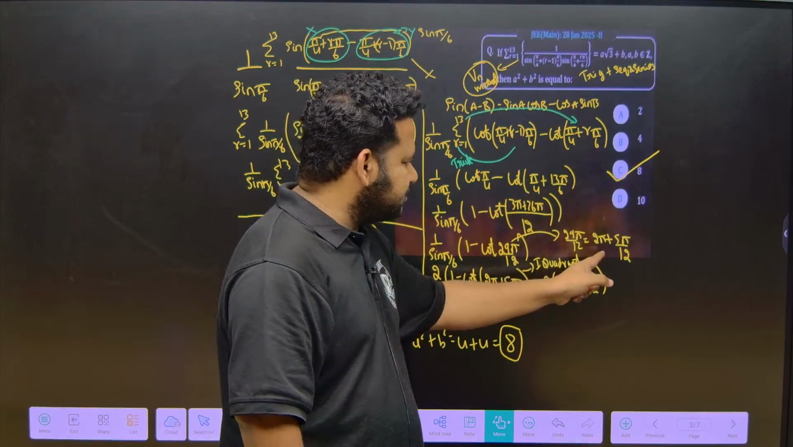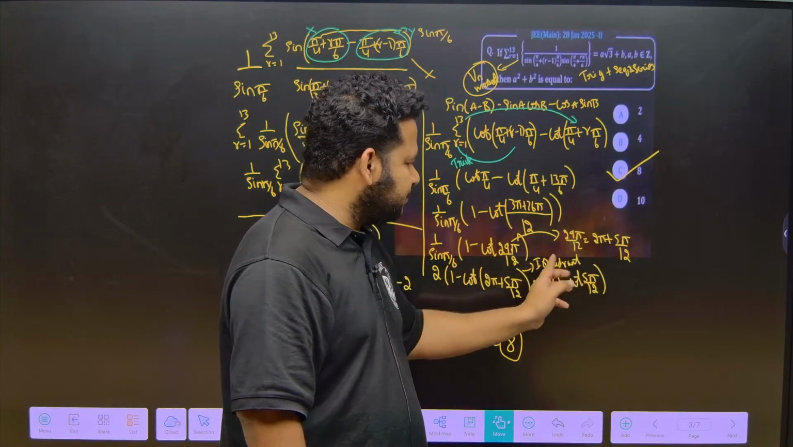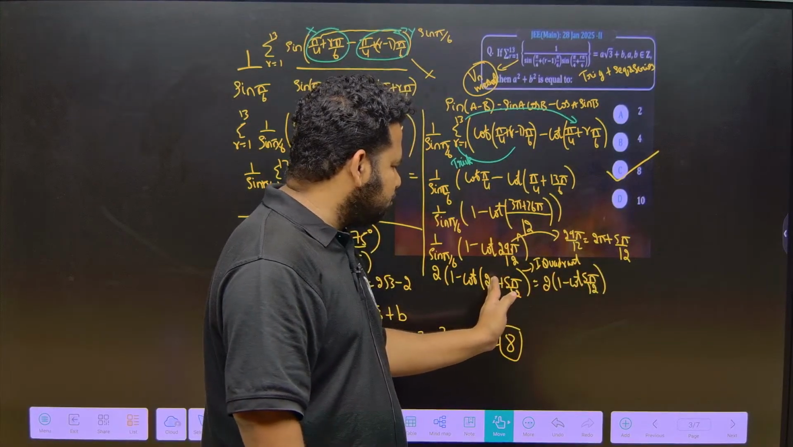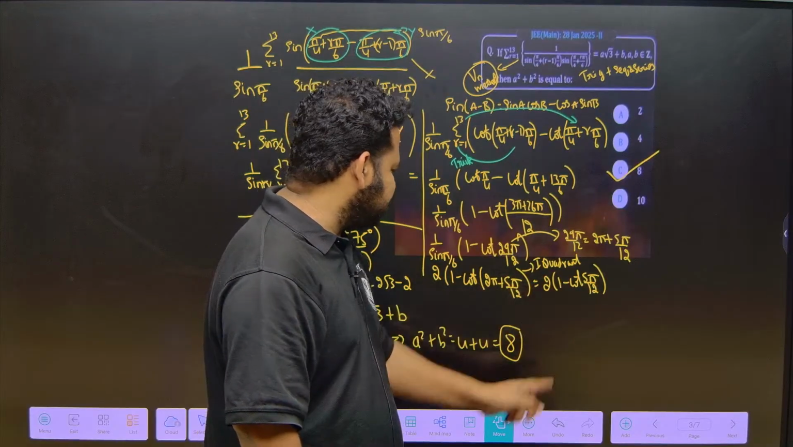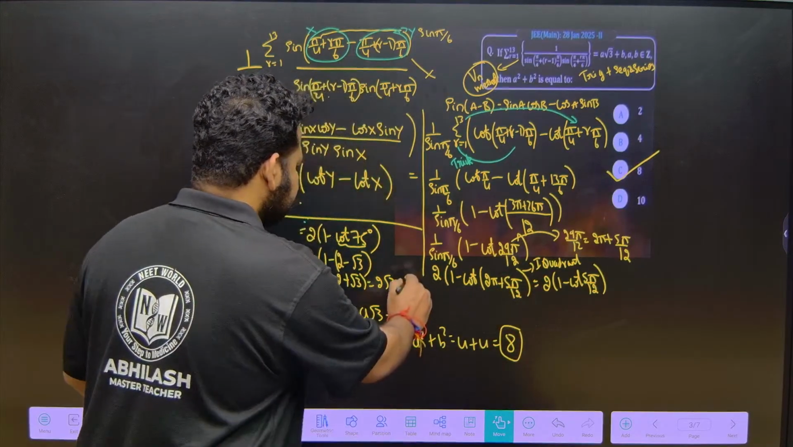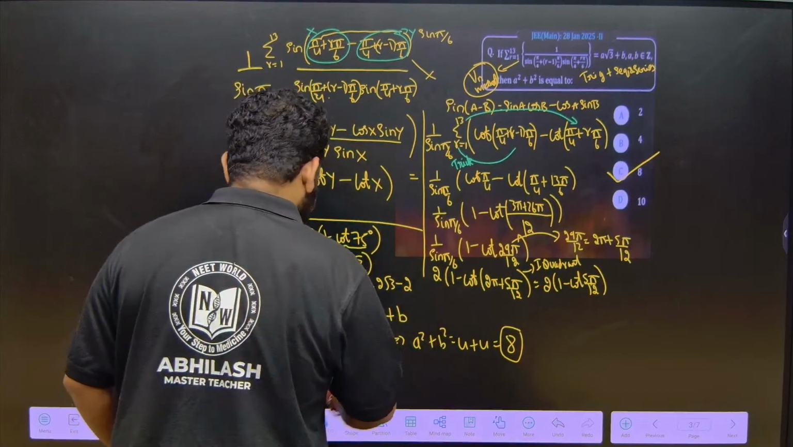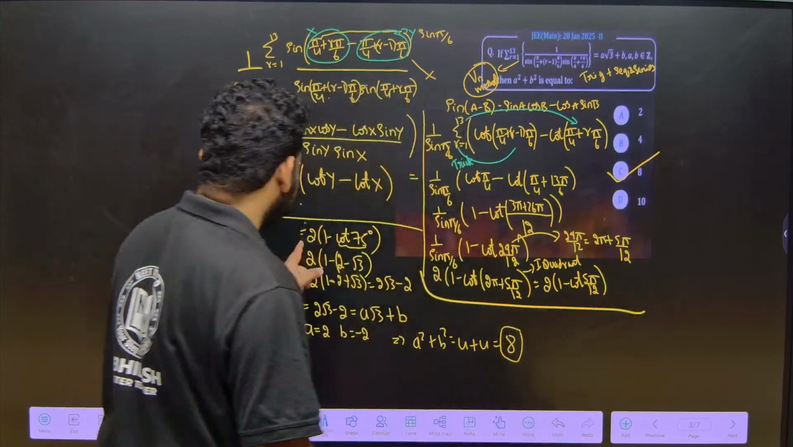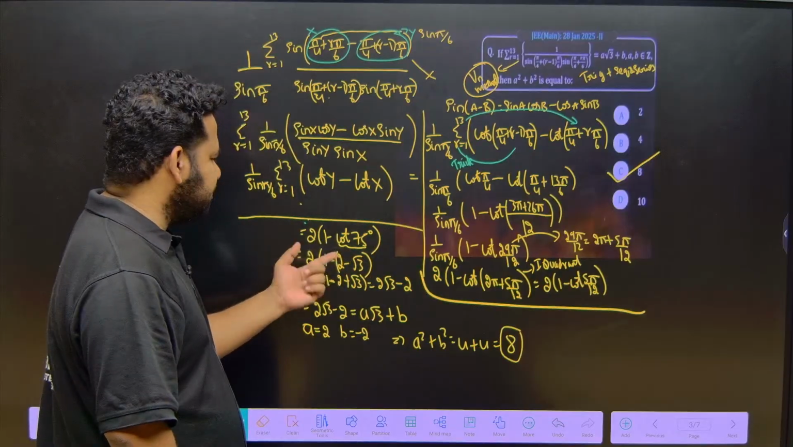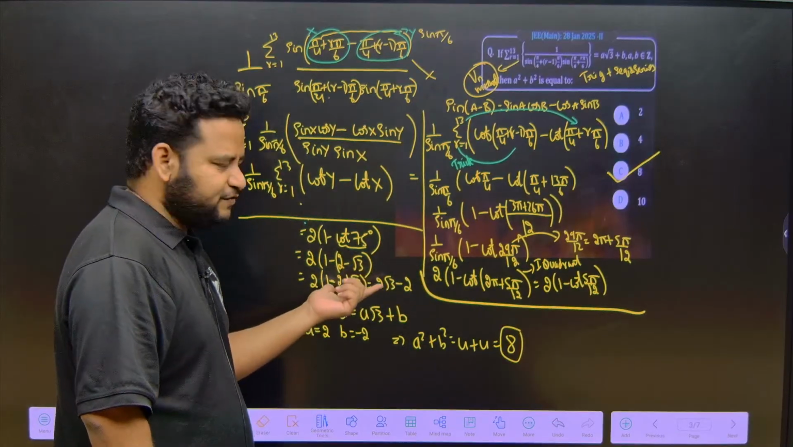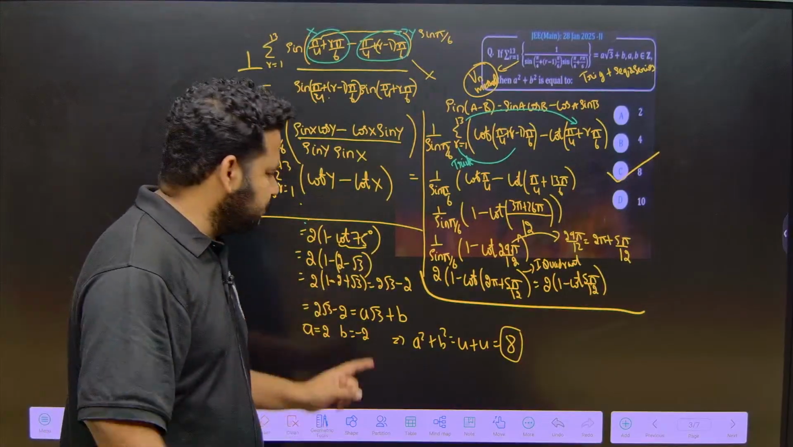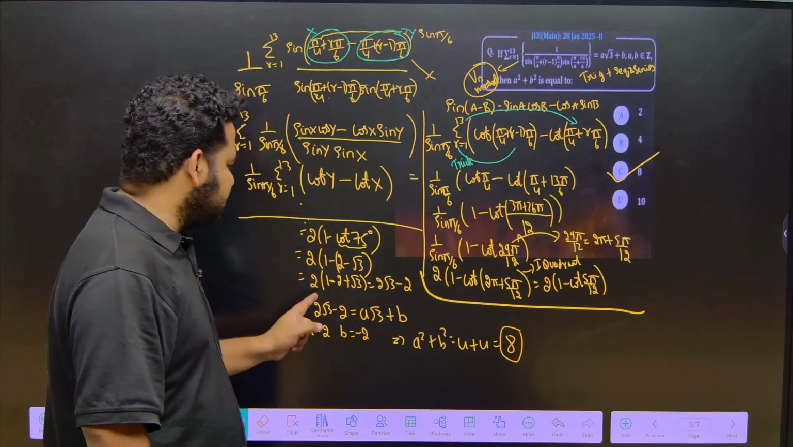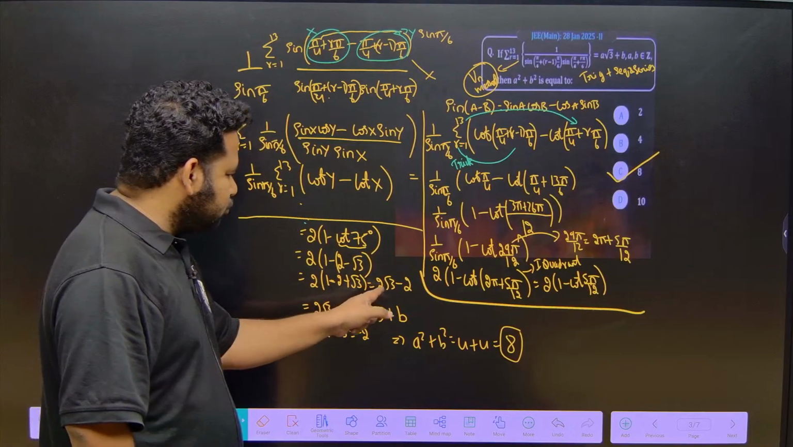29 pi by 12, if I simplify, I will get 2 pi plus 5 pi by 12. So it is in the first quadrant, cot of 2 pi plus something in the first quadrant is cot 5 pi by 12. So 2 times 1 minus cot 5 pi by 12. Cot 5 pi by 12 is cot 75 degrees. Tan 75 is 2 plus root 3, cot 75 is 2 minus root 3. So this will become 2 times root 3 minus 2.